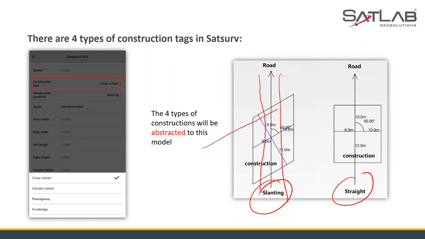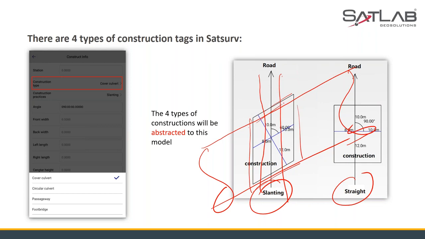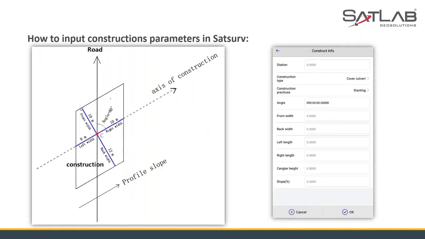So we have to select on our construction menu whether it's a slanting or a straight one. So here is how to input the construction parameters in SatSurv. We have to give the station at which this construction option will come up. At what station you have the pipe culvert, at what station you have the box culvert, you have to give the station as well. And we have to select the type of what exactly is there on that particular station. Once that's done, we have to check whether it's a slanting one or exactly perpendicular to your road. If it's a slanting one, you have to give the angle over here as well.